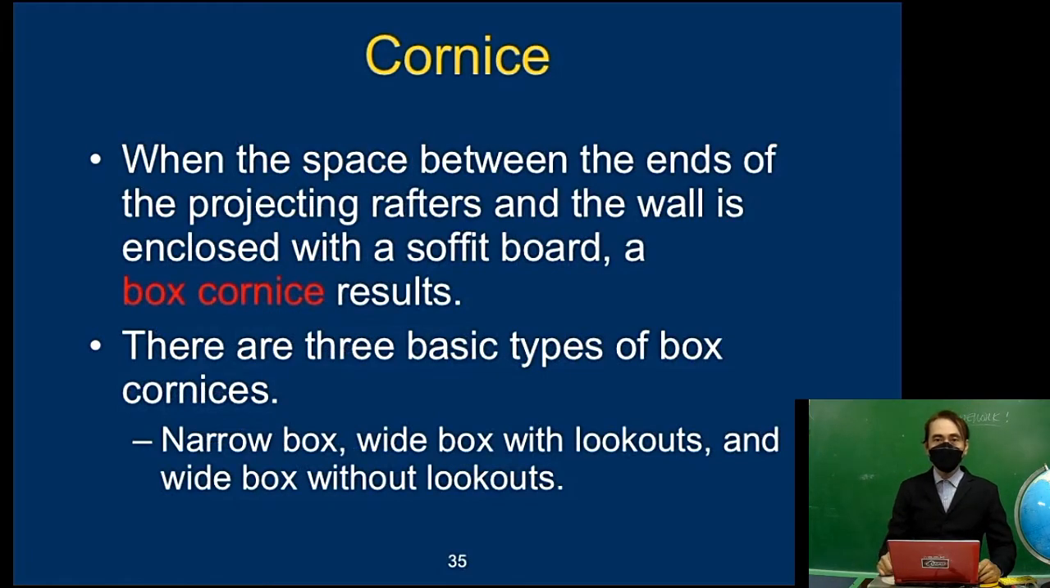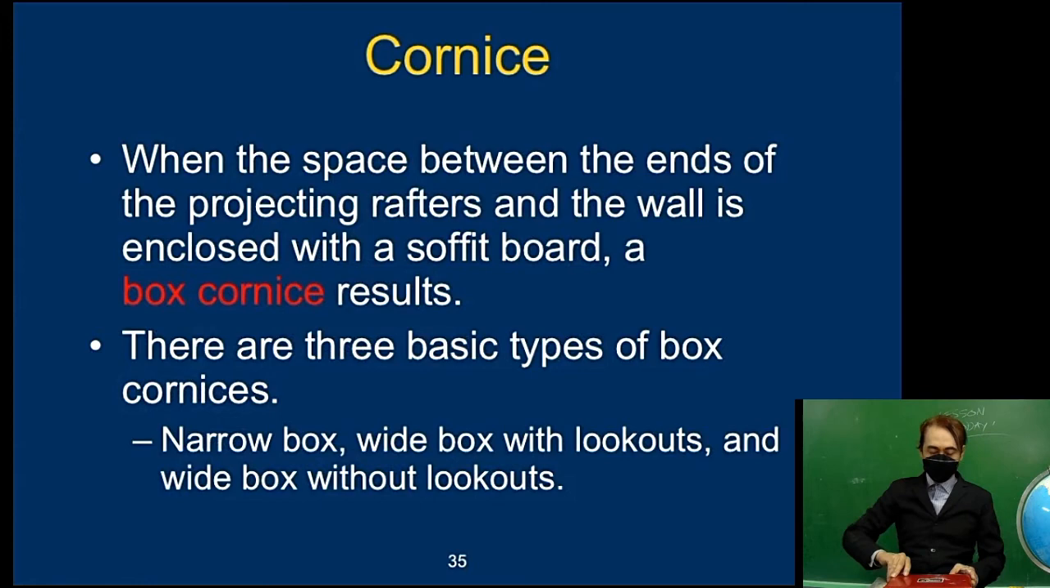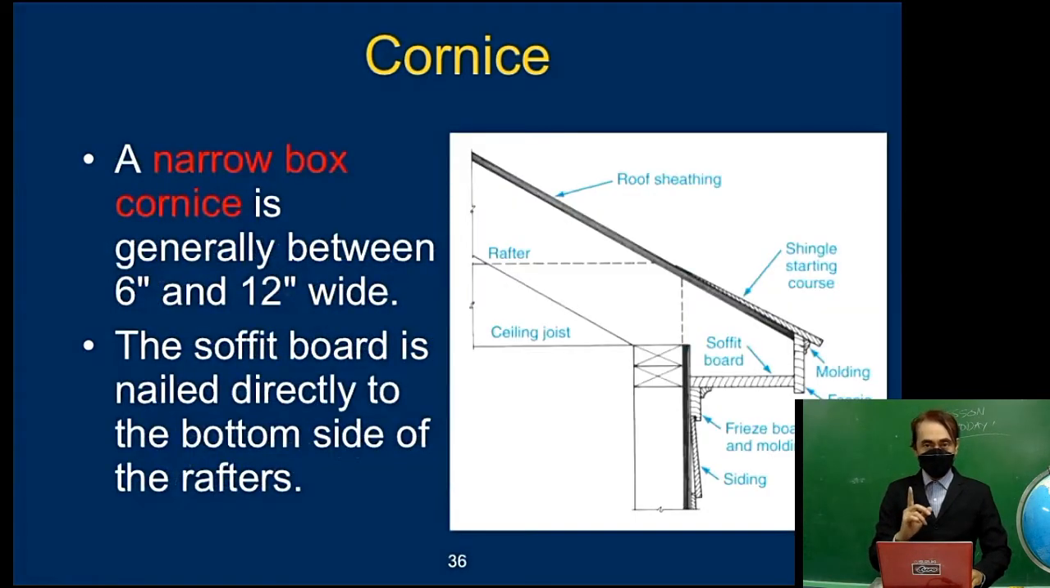When the space between the ends of the projecting rafters and the wall is enclosed with a soffit board, a box cornice results. There are 3 basic types of box cornice: narrow, wide with lookouts, and wide box without lookouts. Okay, so here is the diagram of the cornice, guys. This part is the cornice here.